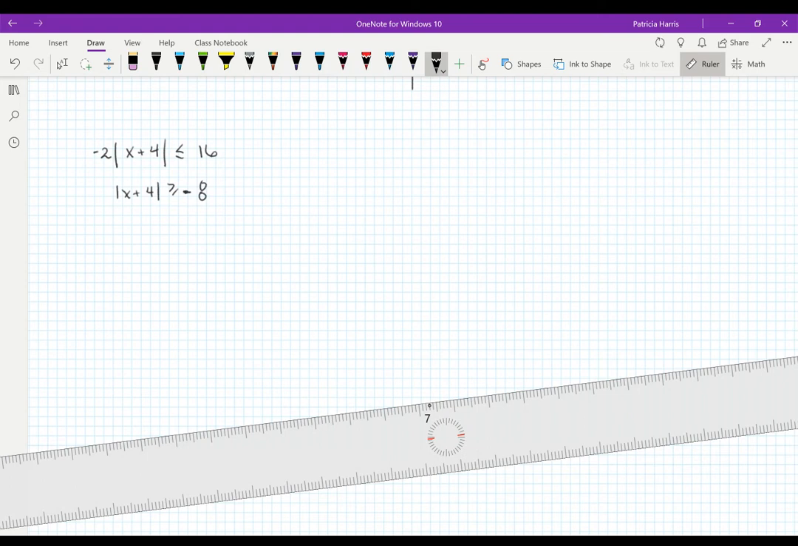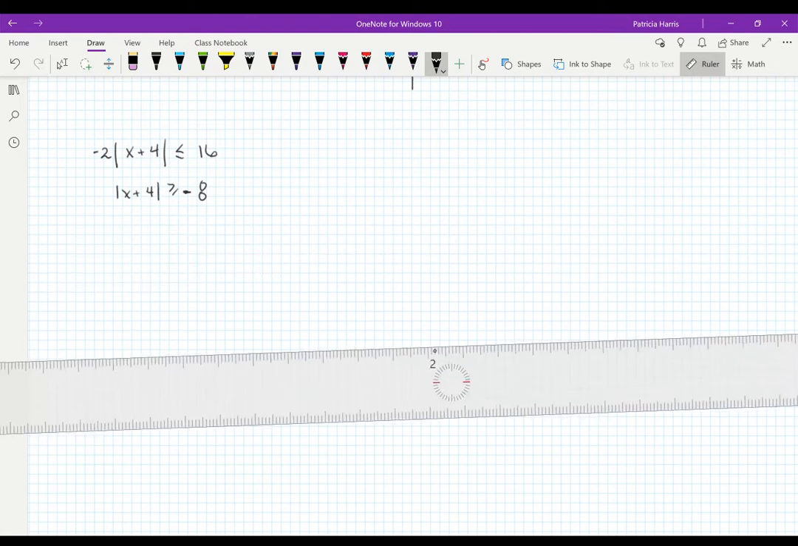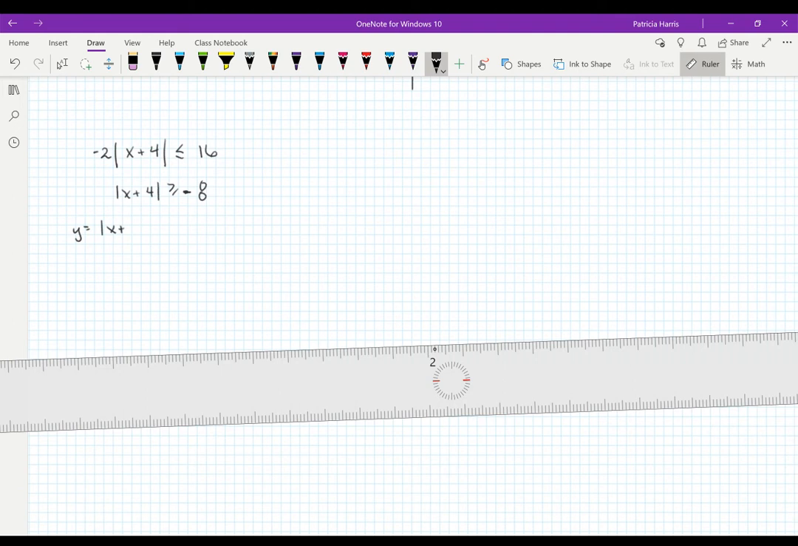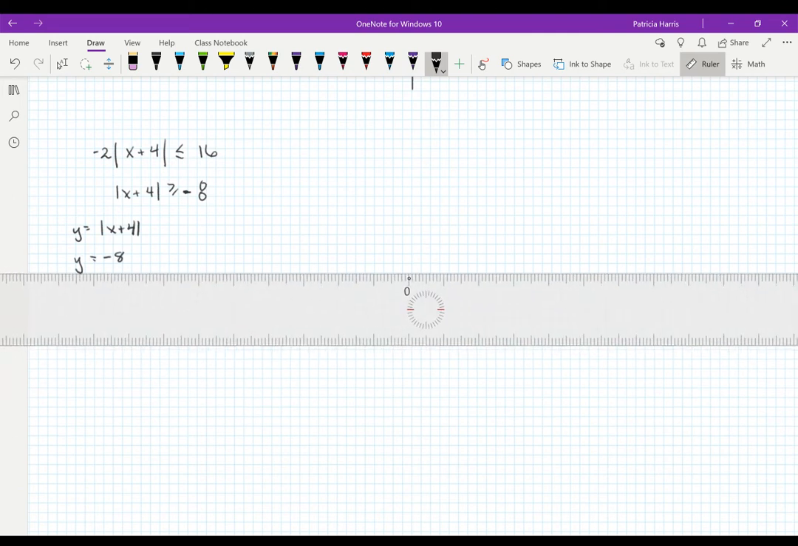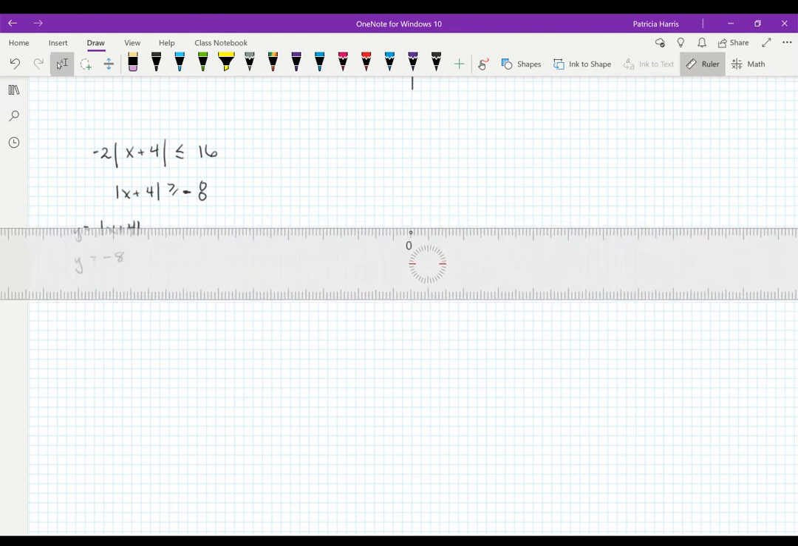So we have negative 8. Okay, so this is going to be a fairly interesting graph. Okay, so let's take a look. Again, you have your y is equal to x plus 4 absolute value, and then y is equal to negative 8. Okay. Let's move that up a bit. There we go.